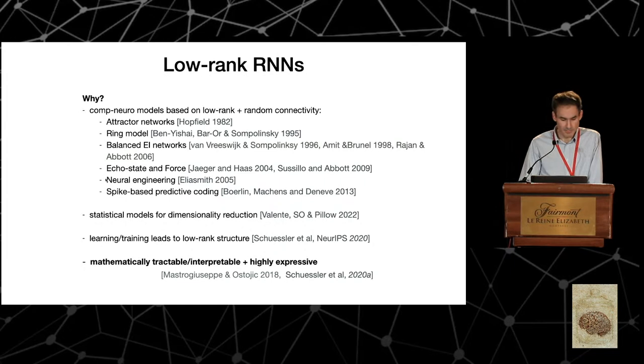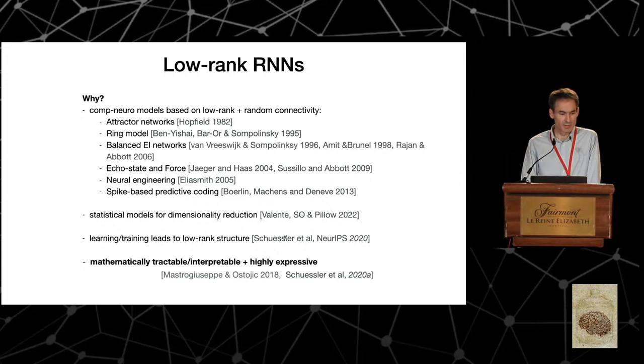More recently, we realized that also a lot of models in the statistical literature rely on the same kind of structure. In particular, recently, we showed that this class of models is directly related to the very popular class of latent dynamical systems. So this is joint work with Jonathan Pillow. And others have also shown that training networks through backpropagation actually induces low rank structures. So this is joint work with Omri Barak and Friedrich Schuessler.